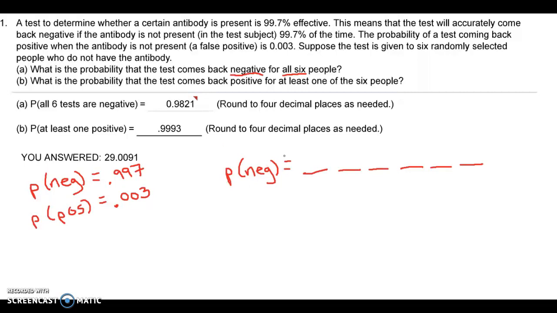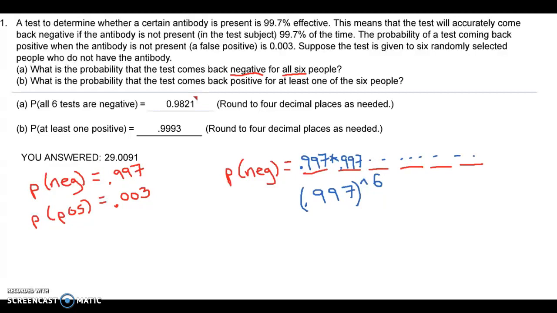So the first person's chances of coming back negative when they do not have the antibody is 0.997. And each person is independent. So we're going to multiply that by the second person, 0.997, all the way across for all 6 people. So it's 0.997 raised to the 6th power for all 6 people. Or you can multiply 0.997 by itself 6 times.